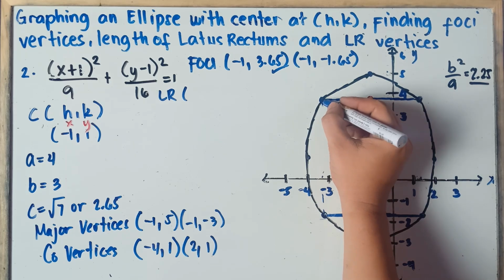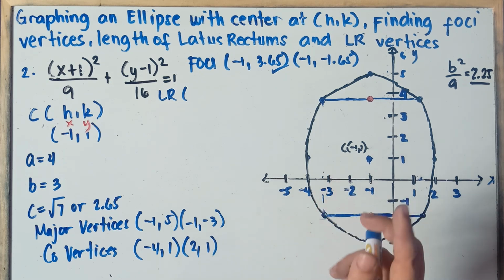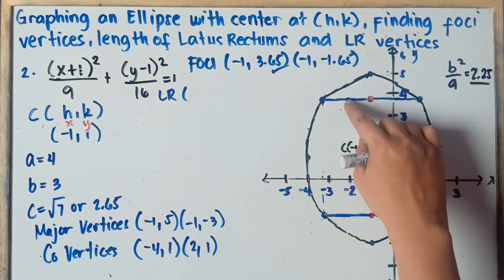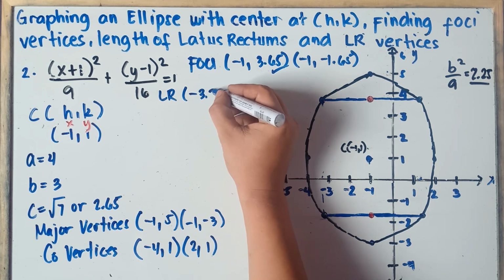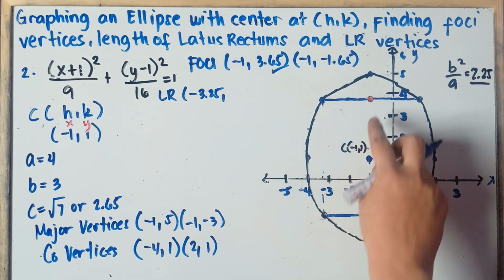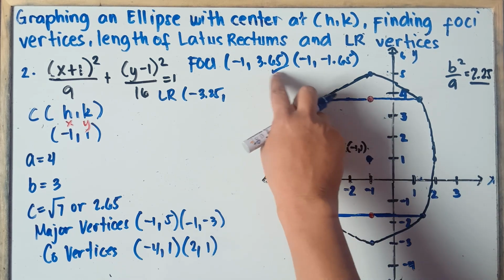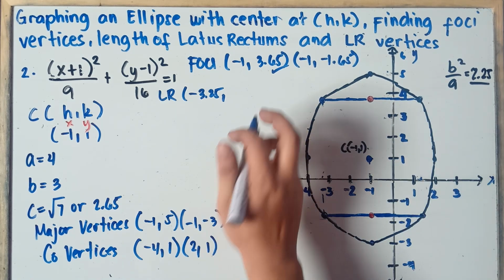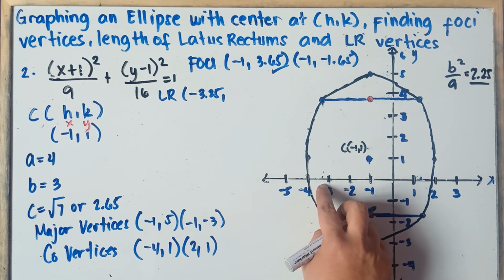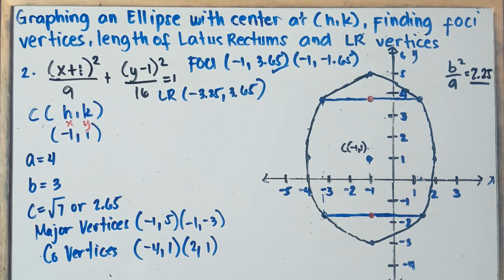So we have, starting from this point, our x is negative 3.25. Once again, we move 2.25 units a while ago: 1, then 2, then 0.25. So this will be negative 3.25, comma, and this is the focus, class. Once again, this is the focus, and our foci a while ago, this is positive 3.65. So once again, this is positive 3.65 for our focus. So x is negative 3.25 and y would be 3.65. That would be our first vertex for the latus rectum.